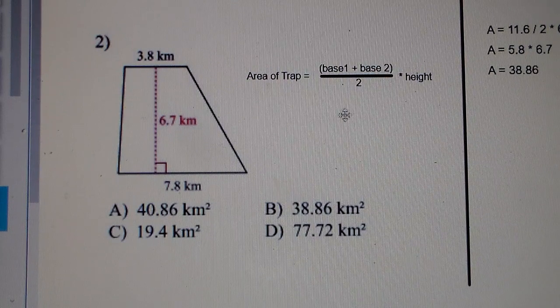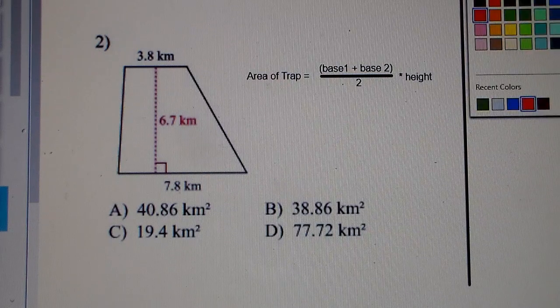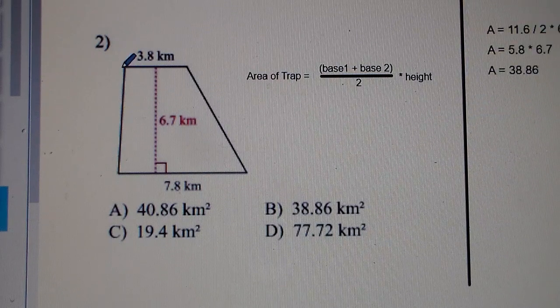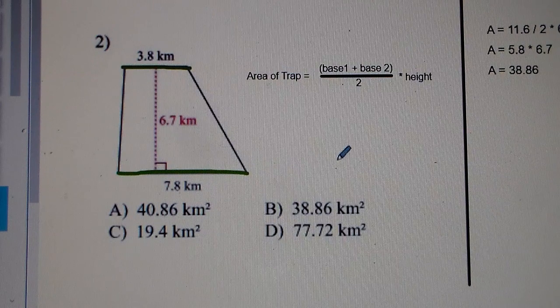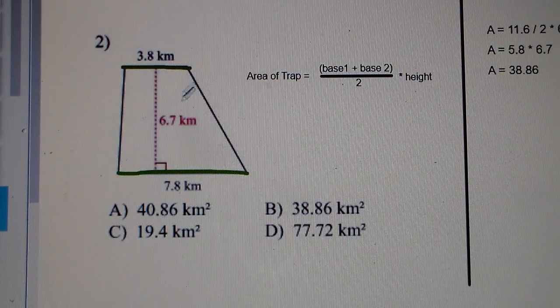Looking at number 2 here. We have 3.8 kilometers as a base, and we have 7.8 kilometers as the other base. We add up those two bases together, we divide by 2. And we're going to multiply it by the height of 6.7.